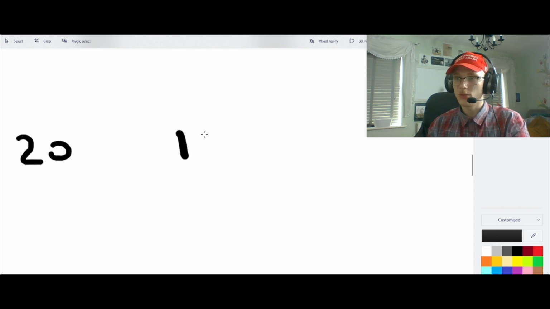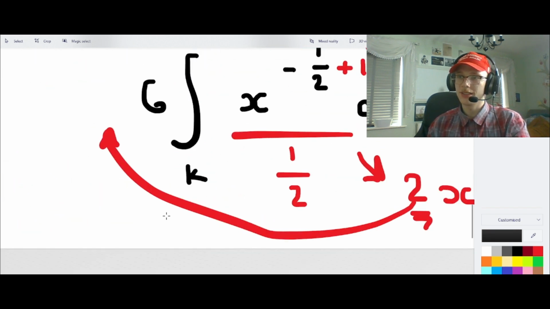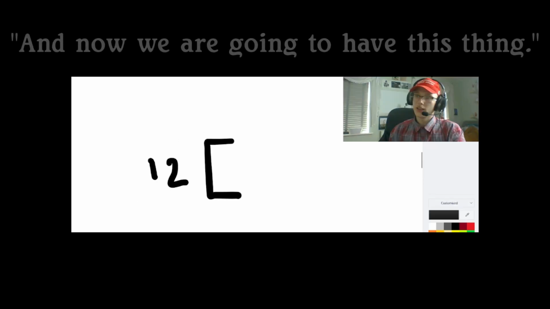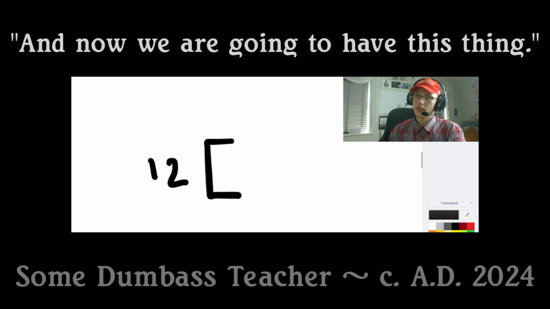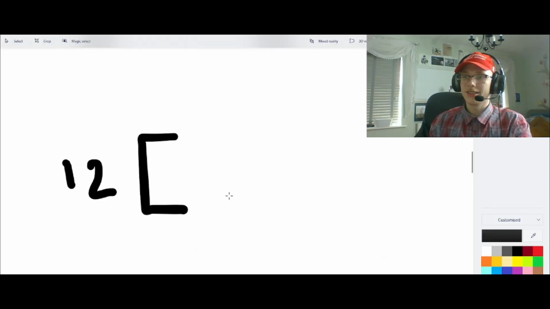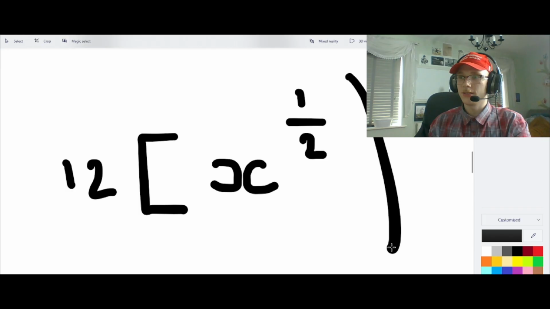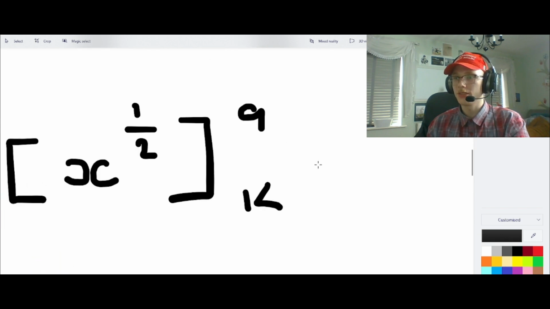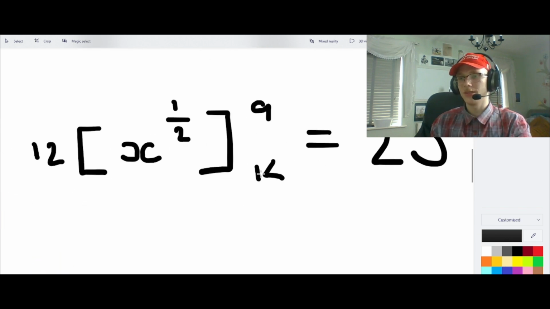So now we're going to have 12 because we had our 2 times 6, and now we're going to have this thing. And next what we're going to have is our x to the power of a half, and it's not going to have that bracket. What it will have is a 9 and a k beside it. Now the next thing we know, it was equal to 20. So now that we know, what we can do is resolve this.